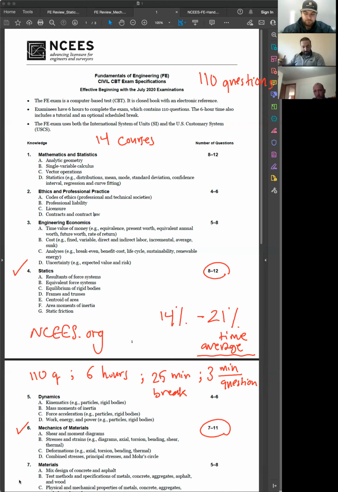So you know that you need to use the approved calculators. There is a document on the NCEES website where you can see exactly which calculators can be brought to the exam session.